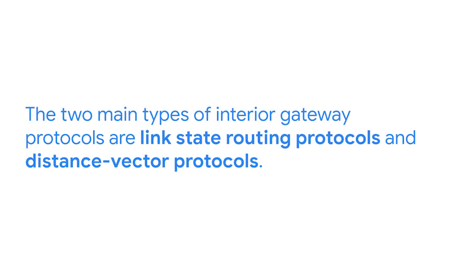The two main types of interior gateway protocols are link state routing protocols and distance vector protocols. Their goals are super similar, but the routers that employ them share different kinds of data to get the job done. Distance vector protocols are an older standard. A router using a distance vector protocol basically just takes its routing table, which is a list of every network known to it and how far away these networks are in terms of hops. Then the router sends this list to every neighboring router, which is basically every router directly connected to it.